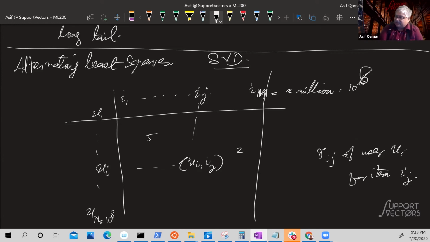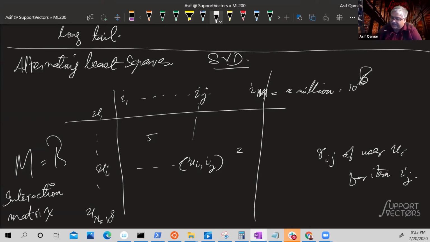This matrix, let me call this matrix M, is an interaction matrix. Or it may be the rating matrix, if you want to think of it as a rating or interaction matrix, depending upon whether there is a rating or just the fact that the user bought this item implicitly is a vote for it.